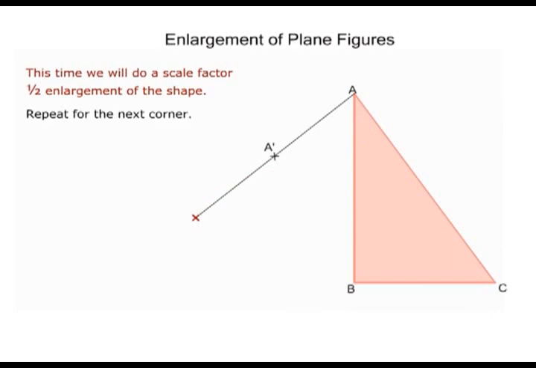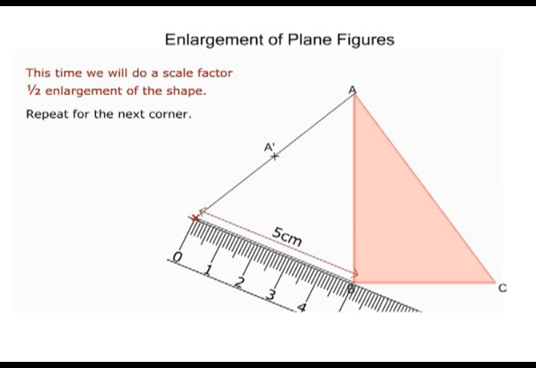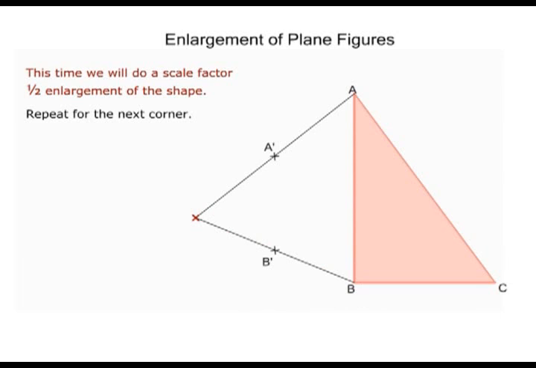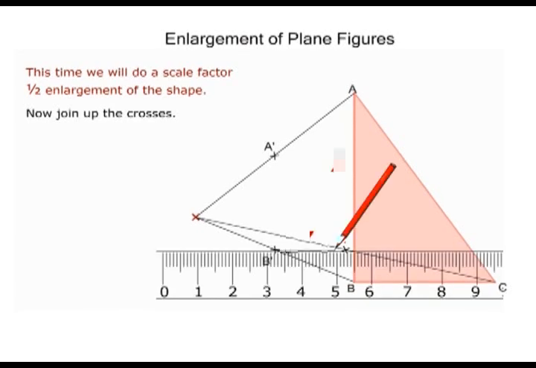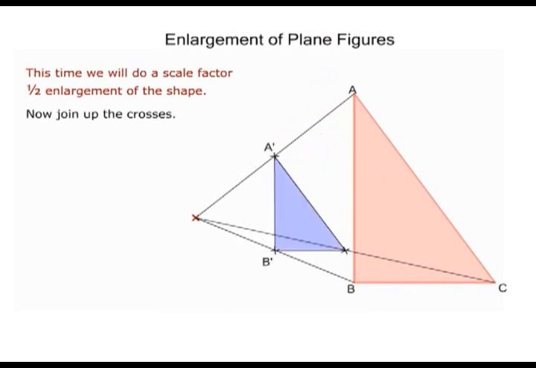We do the same for B. 5 centimeters. Half that is 2.5 centimeters. And that's B prime. The same for C, and C prime is here. Now join the points and complete the image. So the image is a half as big as the object because it's a scale factor of a half, but it is also on the same side of the center of enlargement as the object because the scale factor is positive.